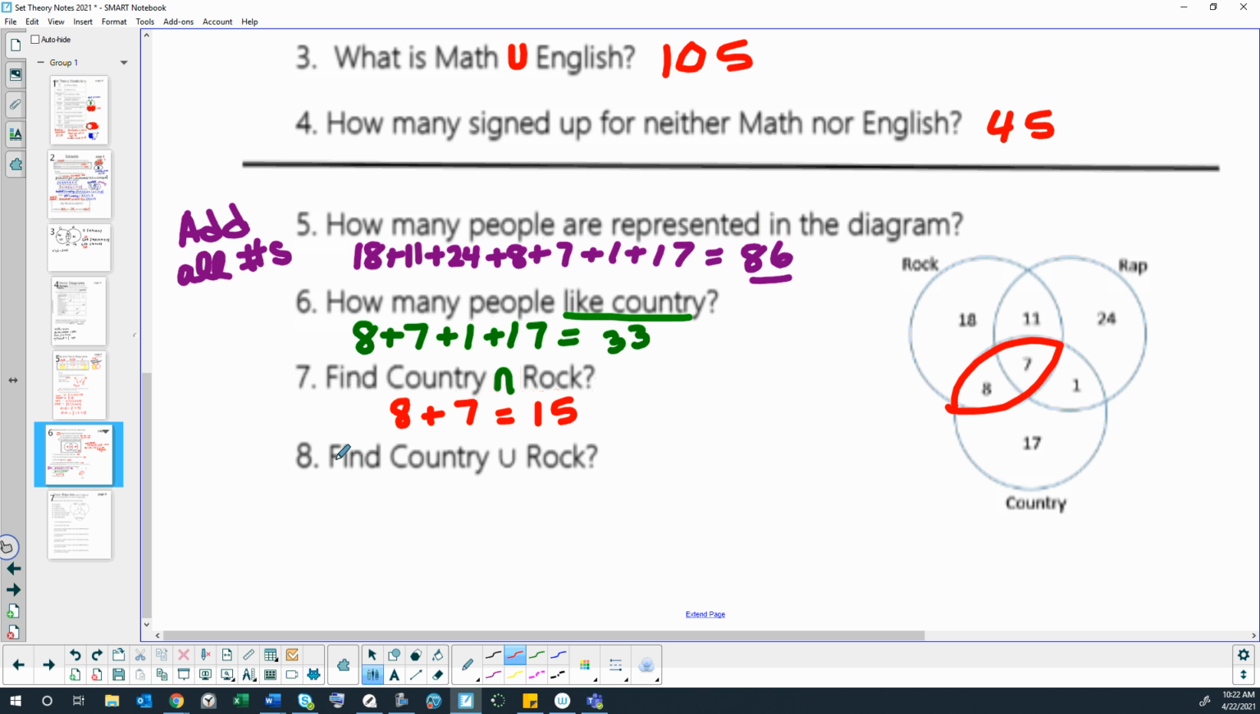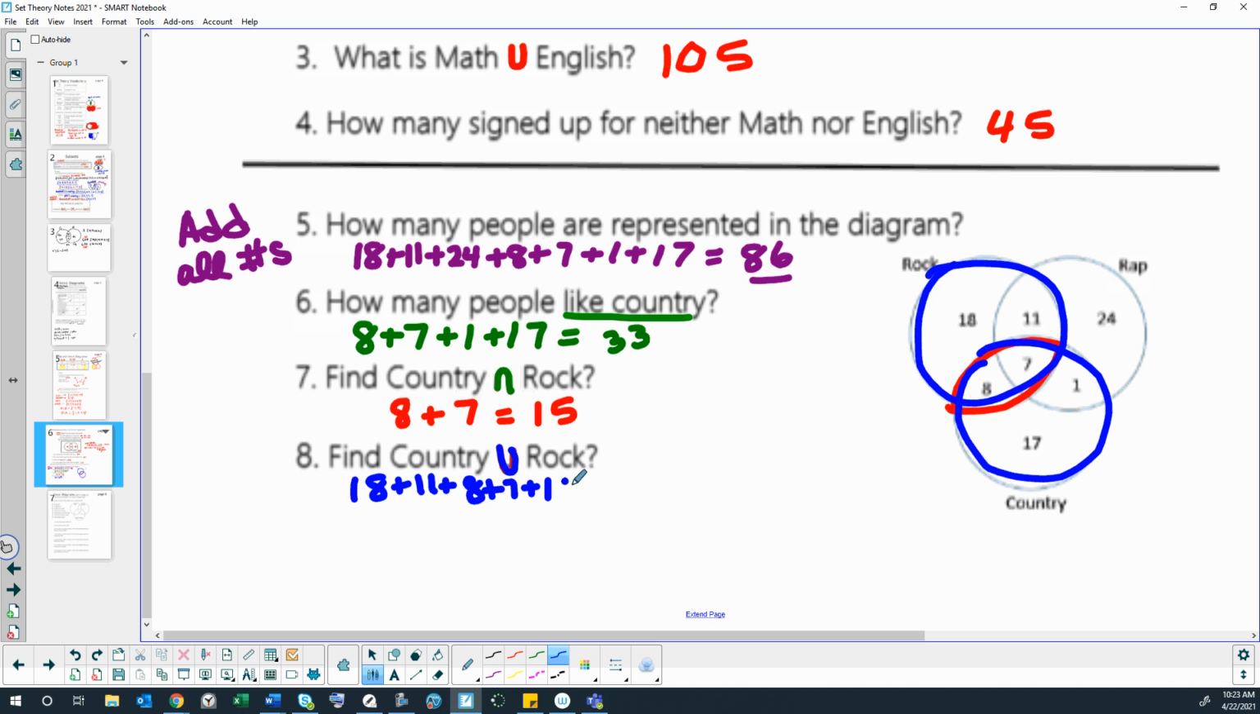Okay, then we want to figure out how many people like country or rock. This one's a union, so it could be country or rock or both, right? Let me change the color. So that would be country or rock. So everything in this circle and everything in this circle. The only number it doesn't include is the 24. So you could go 18 plus 11 plus 8 plus 7 plus 1 plus 17, so you've got all the numbers in those circles, and get that total that way.